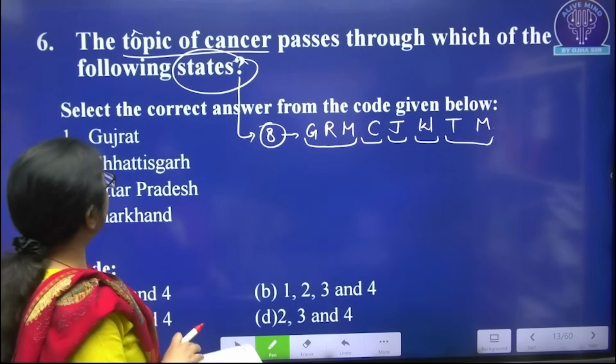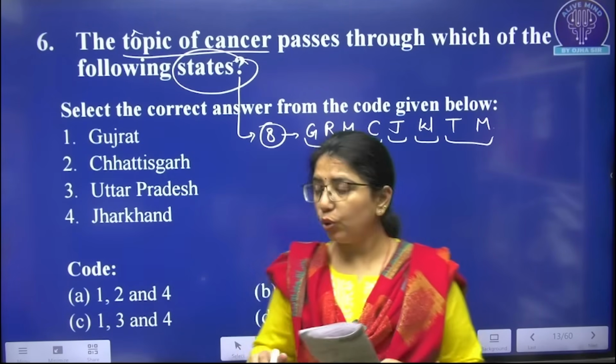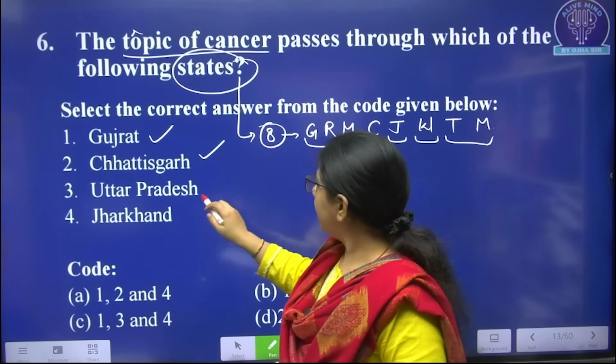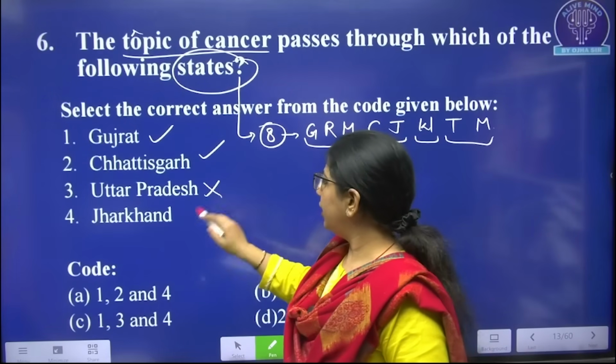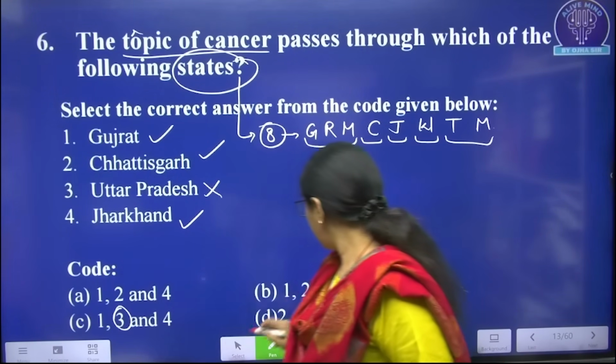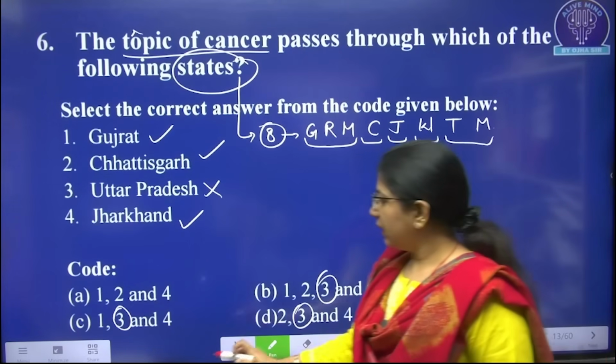Now see, they have asked which of the states it passes through. Gujarat, it is correct. Chhattisgarh, it is correct. UP, UP is not there. Jharkhand, it is correct. So if UP is not there, how will you eliminate? The answer is A.